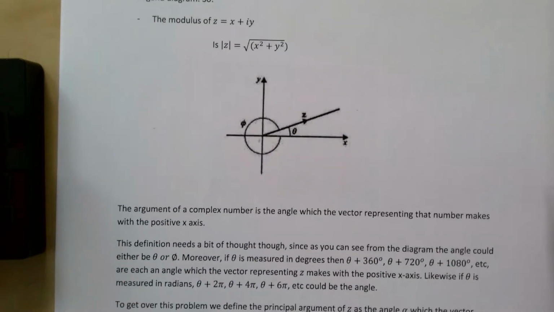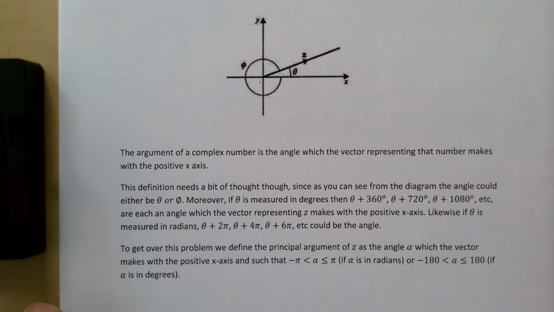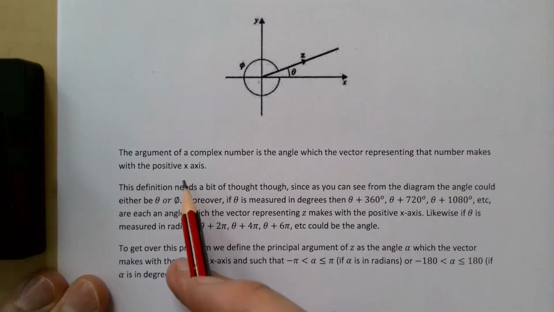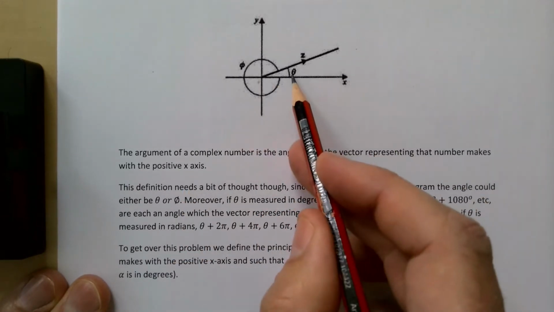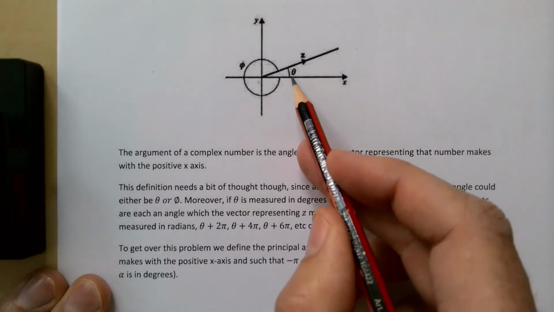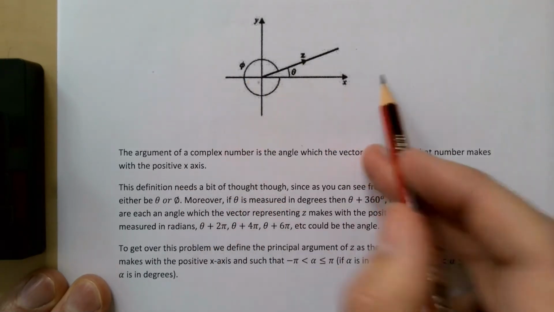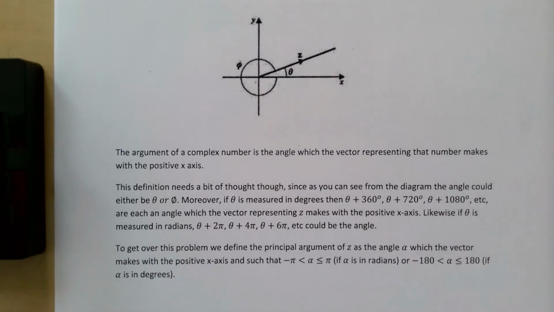The argument of a complex number is the angle which the vector representing that number makes with the positive x-axis. Positive x-axis here, angle going up. So the argument is just a fancy word for the angle it's making away from the positive x-axis. This definition needs a bit of thought though, since as you can see from the diagram, it could be theta or phi. Moreover, if theta is measured in degrees, then if you add 360, 720, 1080, etc., each of those angles could also work.